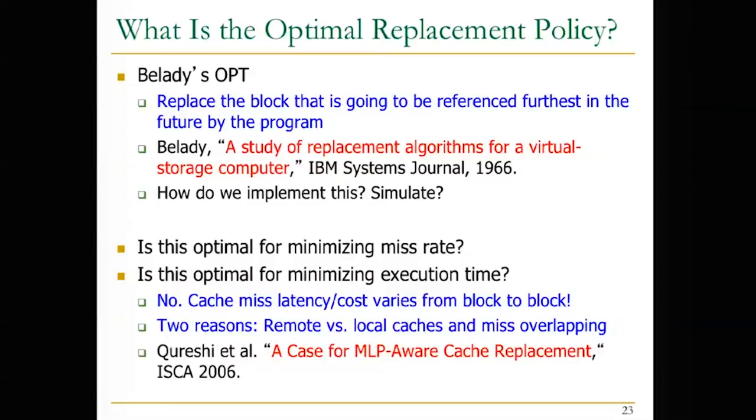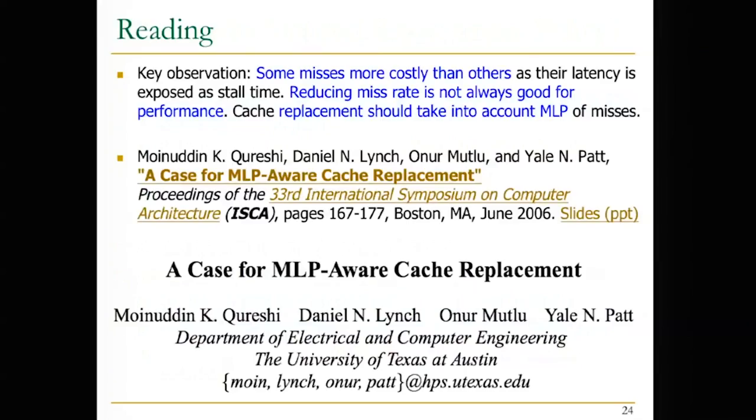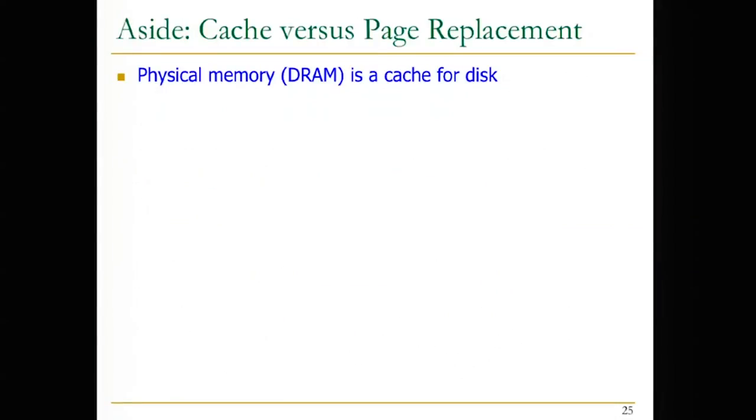So my point over here is really about miss rate versus execution time. Miss rate is not necessarily perfectly correlated with execution time. There are many, many other things that go into your execution time, like the overlapping of the misses, where the miss occurs, dot, dot, dot. Okay, that's your reading. So I think the key observation in this is some misses are more costly than others as their latency is exposed as stall time. They're not overlapped. Reducing miss rate is not always good for performance, and cache replacement should take into account this memory level parallelism of the cache misses. But I'll talk about this a little bit more.